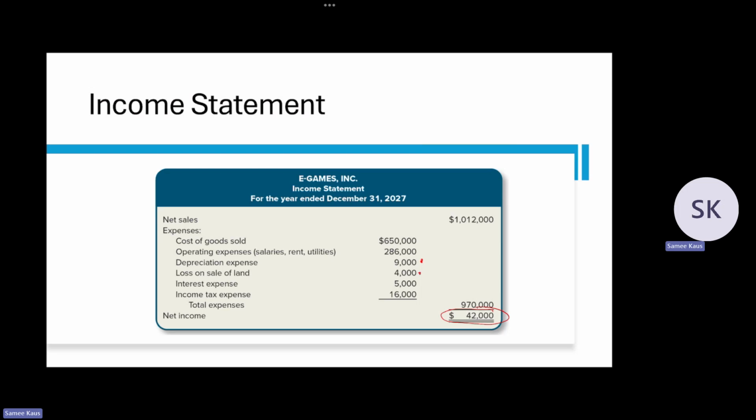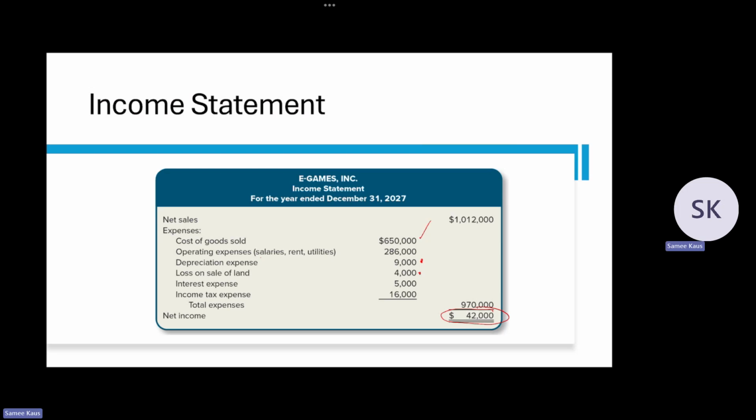Why do I need to take care of that? Well, because again, I didn't pay cash for this loss. I'm just recognizing the difference between what I was able to sell a piece of equipment for versus what the net book value is on my books. Cost of goods sold, well, that has a cash piece, right? I'm paying for inventory.